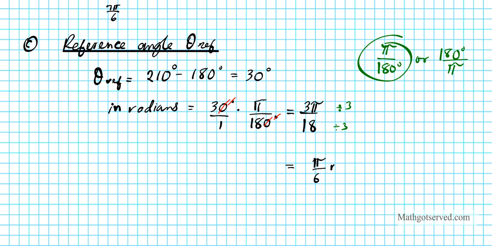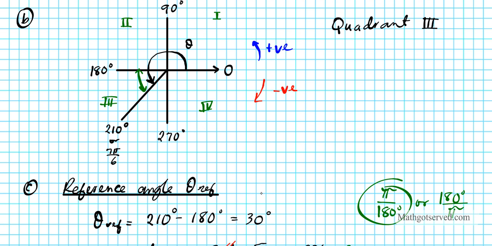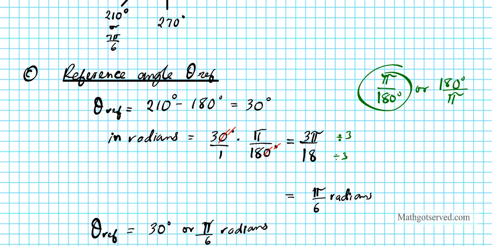Okay? So our reference angle, theta reference, is 30 degrees or pi over 6 radians. Okay, so there goes the reference angle. All right, let's indicate that in our graph. So over here is the reference angle. Let's put that in blue. The reference angle is 30 degrees or pi over 6. That's your reference angle right there. Okay, so there you have it.